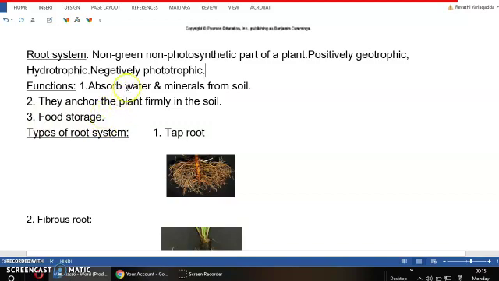So these three are the main functions of the roots. One is they absorb water and minerals from the soil. The second one is they fix the plant firmly in the soil. And some roots of some plants store food.